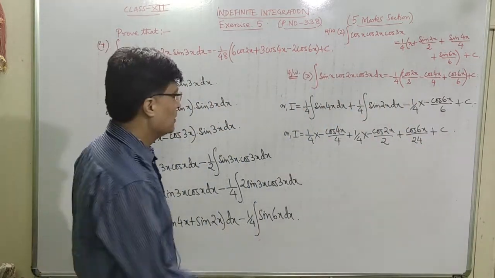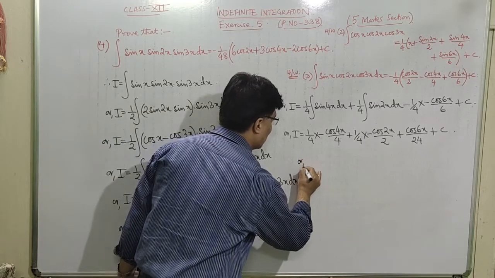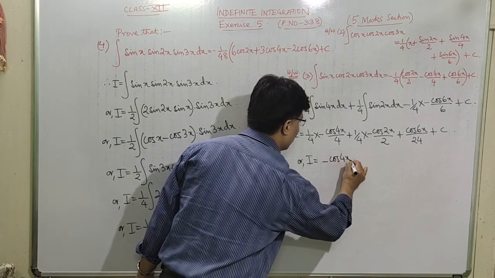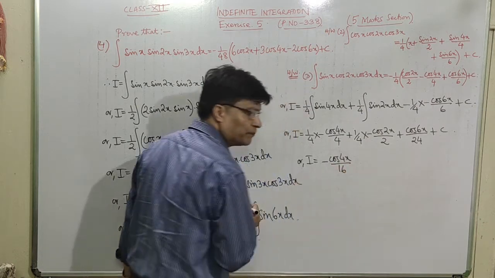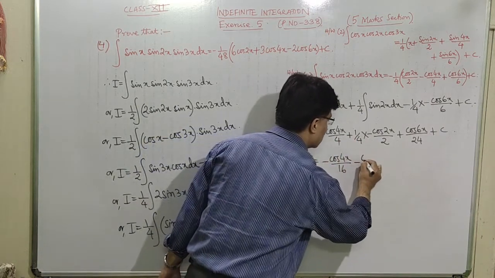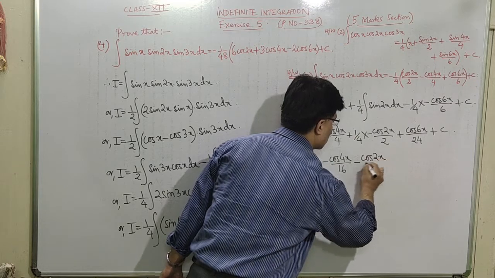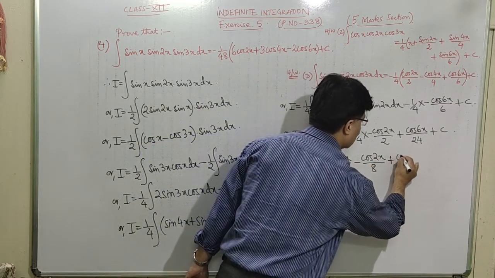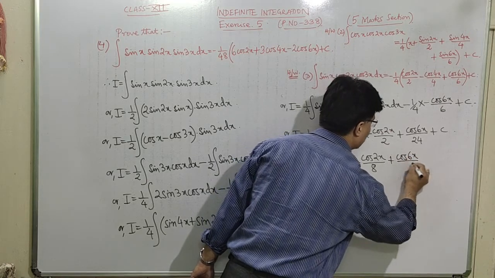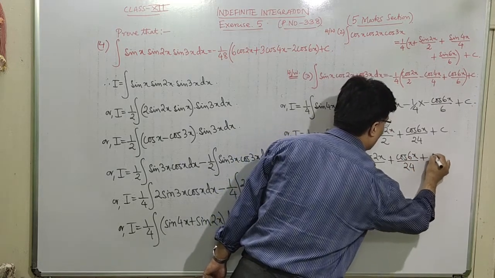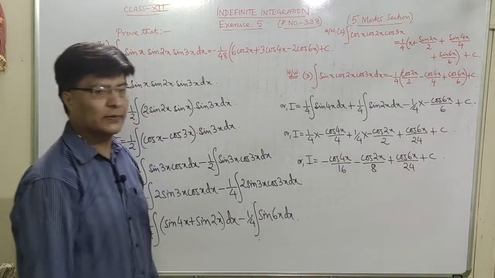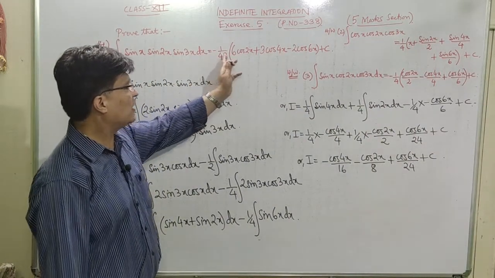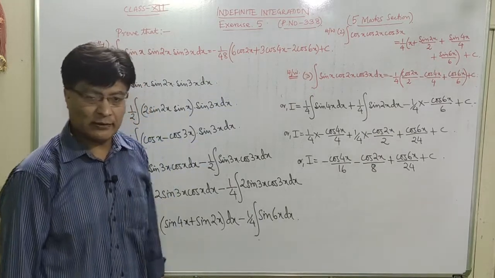Is it clear? So, okay. Now, we can multiply them. I is equal to minus cos 4x by 4, 4 fours are 16. Plus and minus minus cos 2x by 4, 4 twos are 8. Then plus cos 6x by 24 plus C. So I think you have understood it. But you have to prove minus 1 by 48 within bracket, this expression is there. Okay.